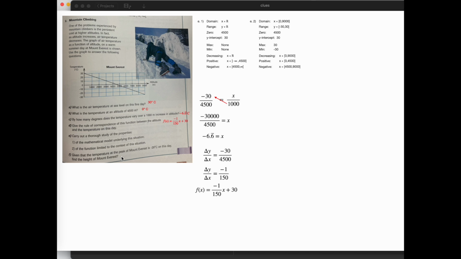F, given that the temperature at the peak of Mount Everest is negative 29 degrees Celsius on this day, find the height of Mount Everest. We have a nice function that we can use. We are going to replace the f of x, which is the temperature, with negative 29. I want to get rid of this 30. I'm going to subtract 30 from both sides, and that gives me negative 59. With negative 1 over 150, it's like we're dividing x by negative 150. So if I multiply both sides by negative 150, we end up with 8,850 meters is the height of Mount Everest, according to the temperature altitude graph.